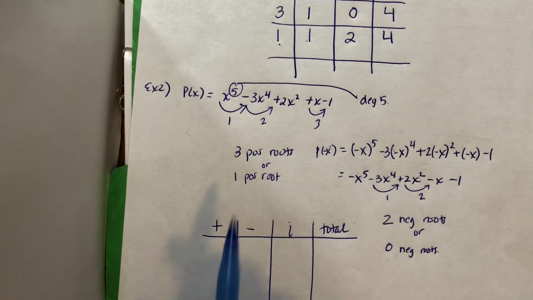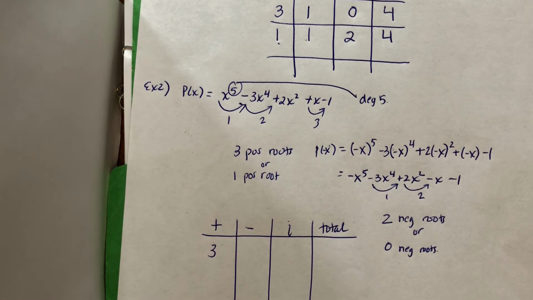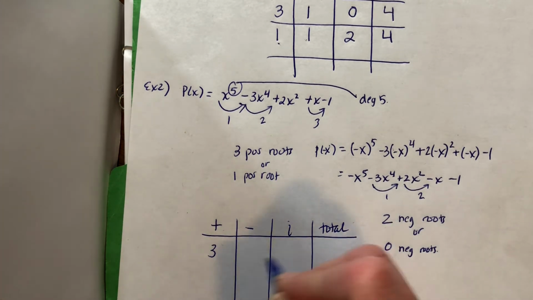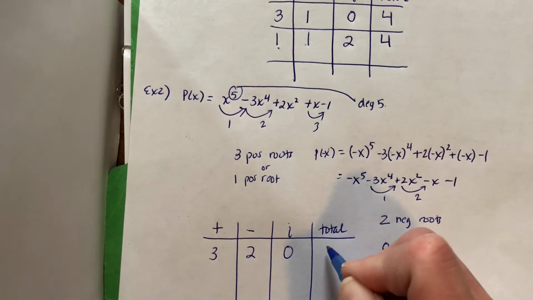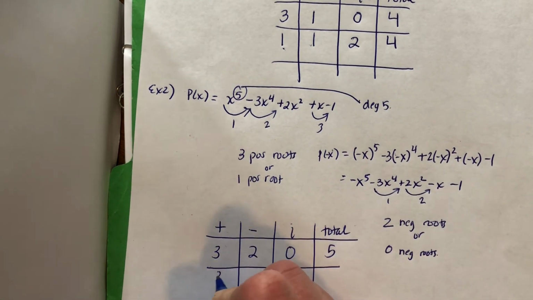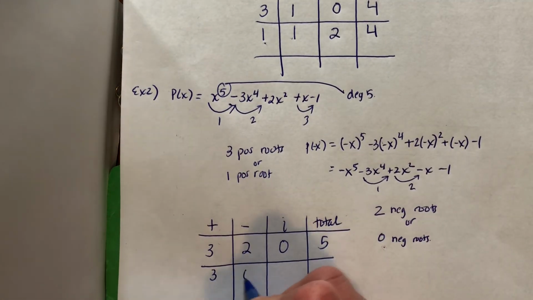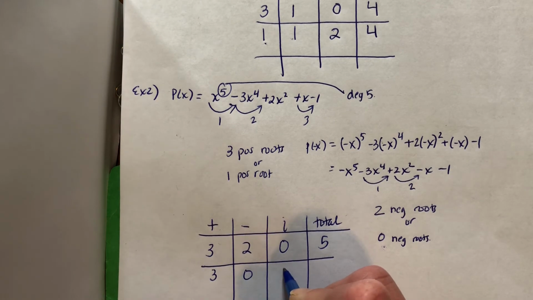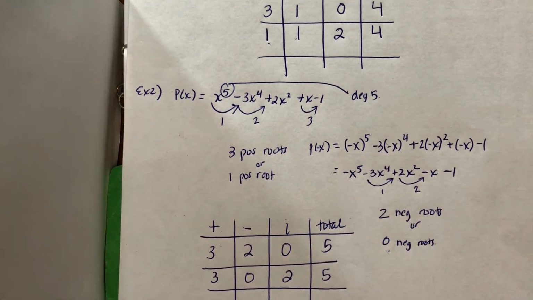So let's say there's 3 positive roots, for example. There could be 2 negative roots, and then that would mean there'd be 0 imaginary roots because we're already total at 5. Now, what if there were 3 positive roots, but 0 negative roots? That would leave an opening for 2 imaginary roots in order to total to 5.